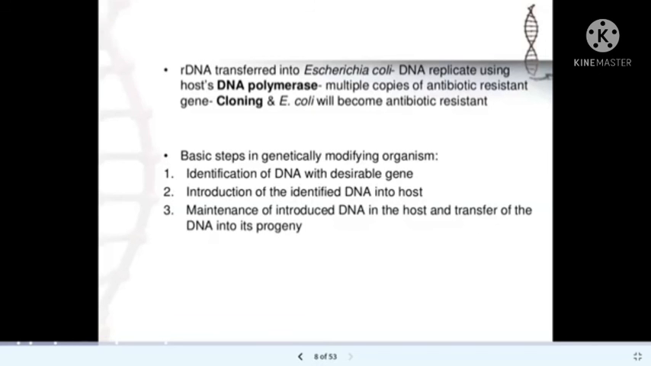So what are the basic steps involved? Identification of the DNA with the desirable gene, isolation, then introduction of the identified DNA into the host, maintenance of the introduced DNA in the host, and transfer of the DNA into its progeny.